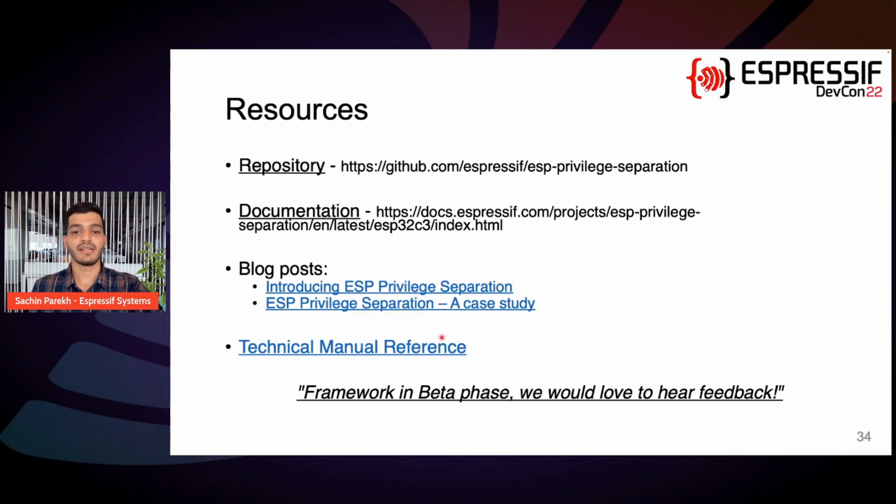With all that discussed, let's see the resources that are available online for you to try it out. We have the repository hosted on GitHub, and we also have our documentation where you can find all these details that we have talked about and much more in greater depth. We have also published two blog articles, one being introducing ESP privilege separation and the other being a real world case study where we are using ESP RainMaker and the ESP privilege separation framework together. And if you want to dive deeper into the chip, you can refer to the technical reference manual, where you can find a lot of information.